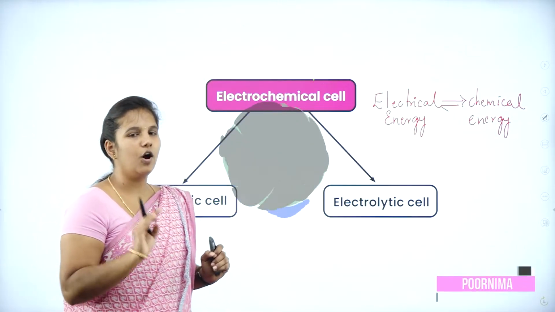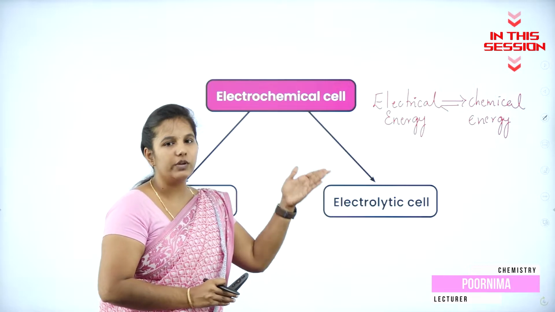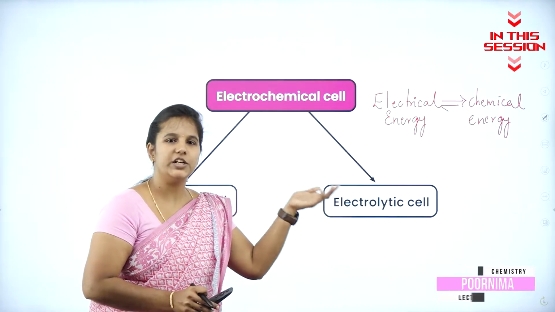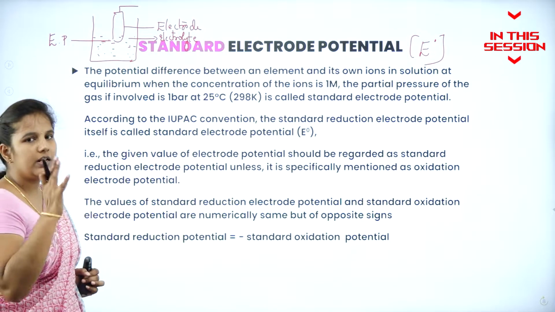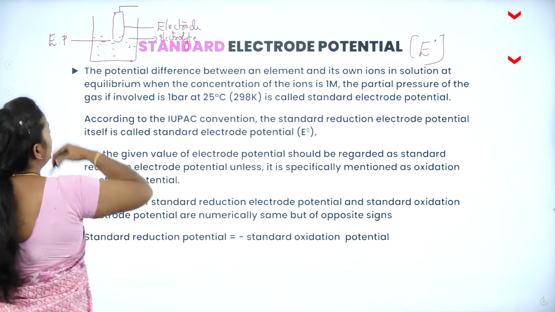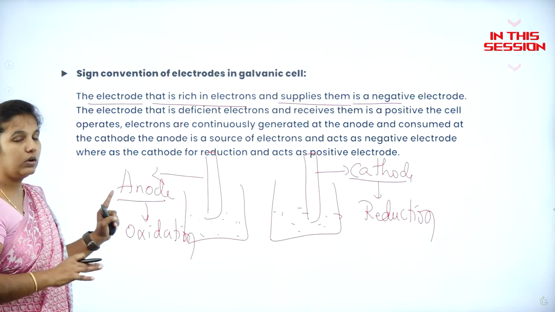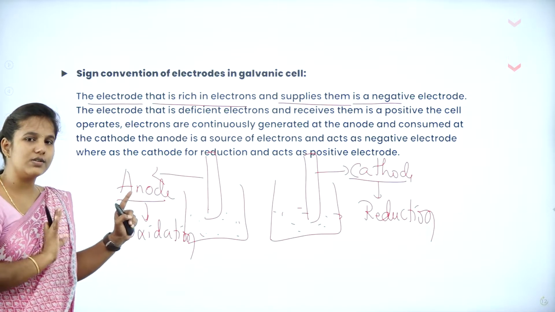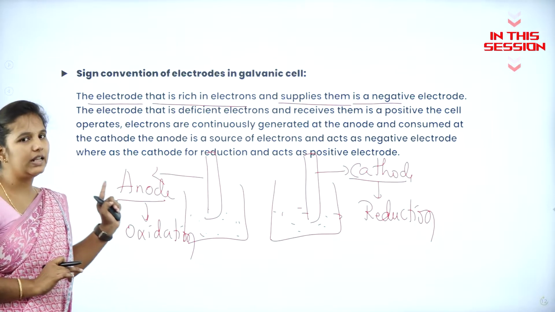It is a cell or a device which always converts electrical energy into chemical energy or chemical energy into electrical energy. What is electrode potential? It is a potential difference which exists between the electrode and its own ions at equilibrium. So, if the electrode has a rich supply of electrons to give to the other electrode, it is known as a negative electrode.